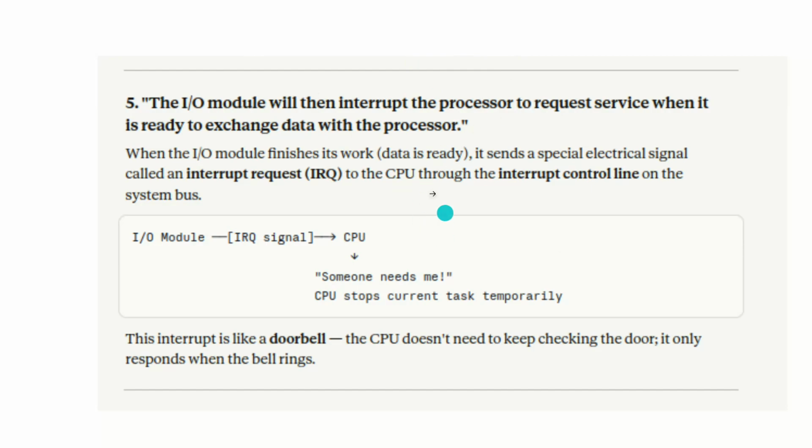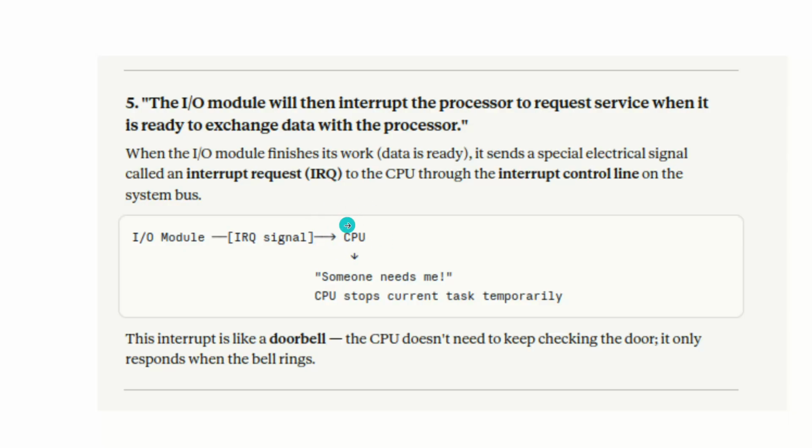This interrupt request is sent to the CPU through the interrupt control line, which is present in the system bus. So the IO module will interrupt the processor to request service when it is ready to exchange data with the processor. The IO module sends the interrupt request signal to the CPU through the interrupt control line in the system bus.